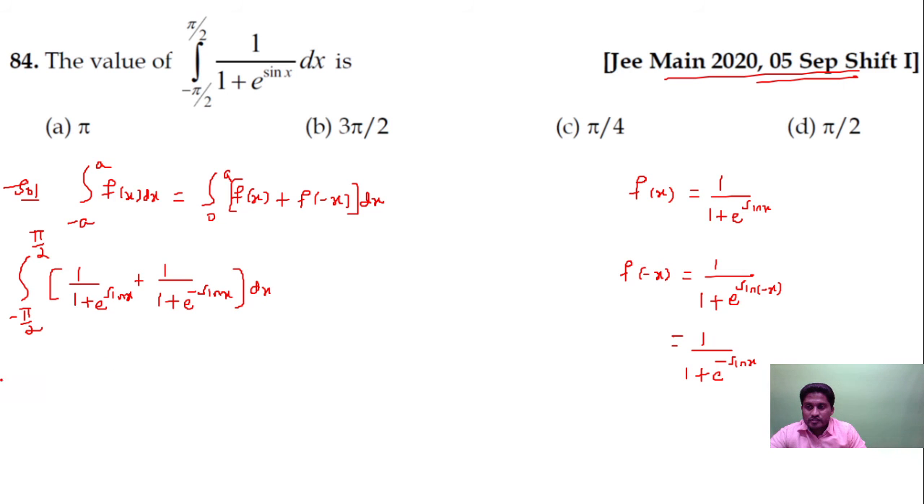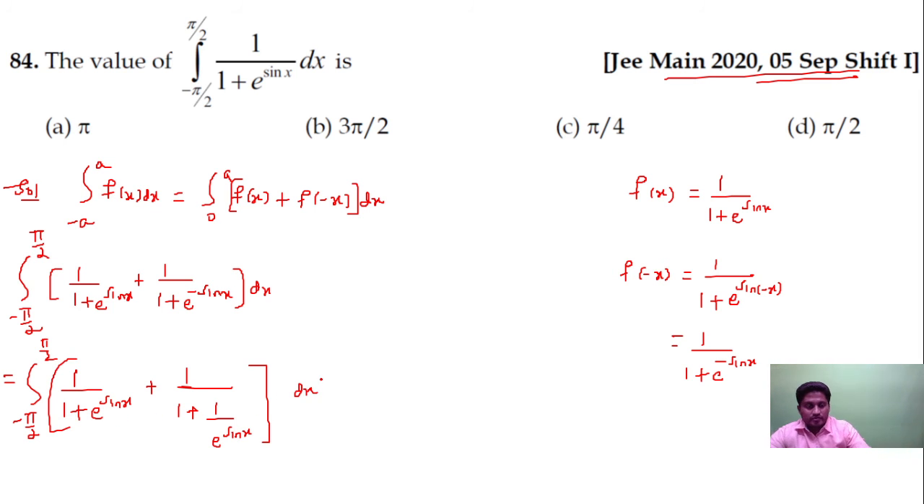Okay, anyways, if you simplify that you get 1 only, from minus pi by 2 to plus pi by 2. Okay, 1 divided by 1 plus e power sin x. This is 1 divided by 1 plus 1 by e power sin x, close the bracket and then this is dx.